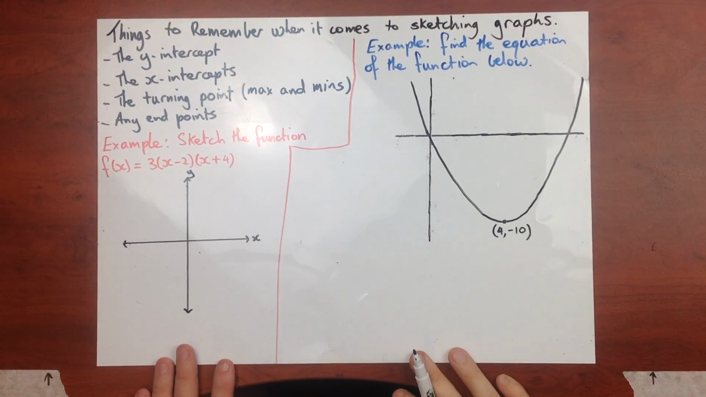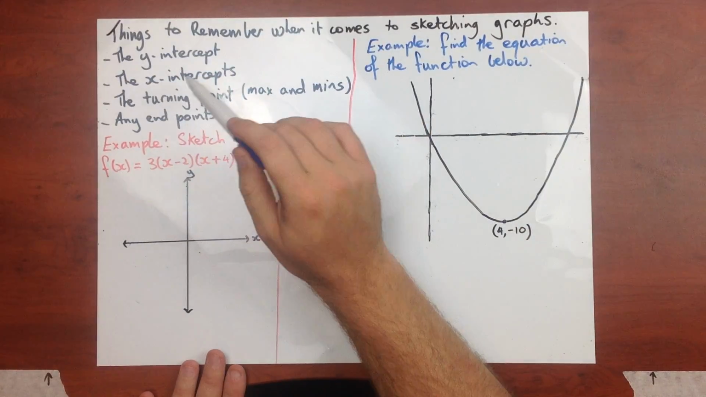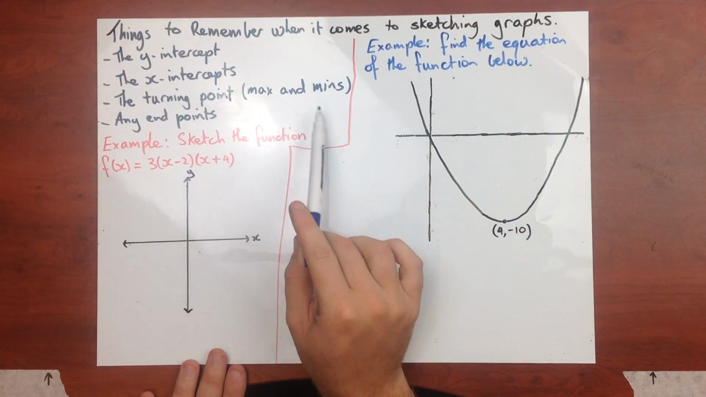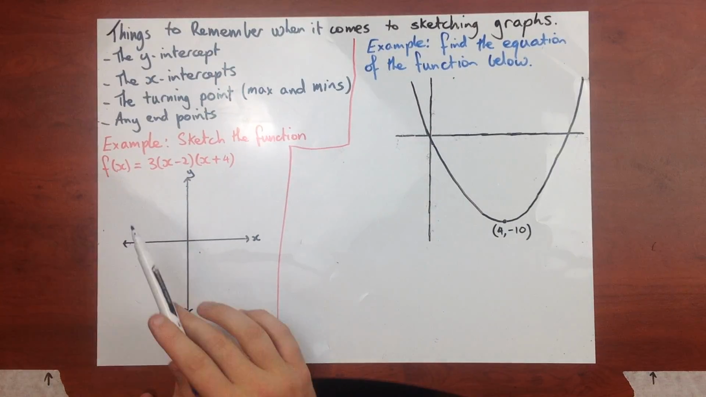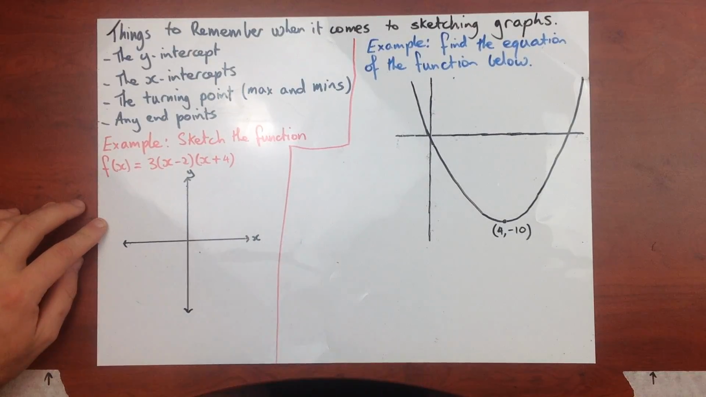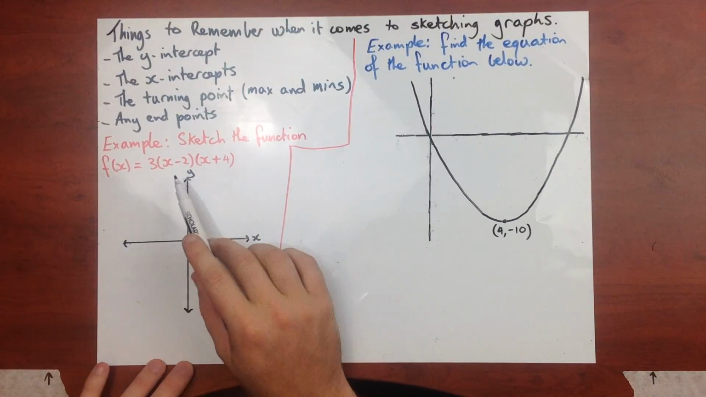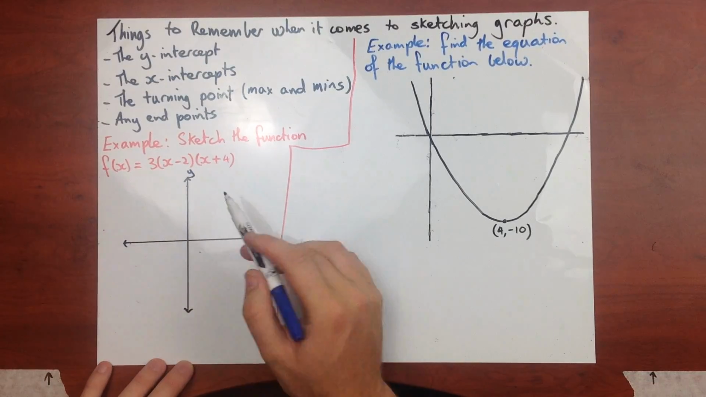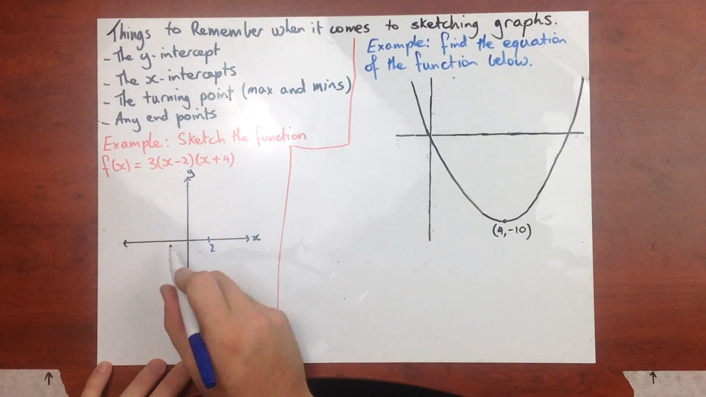Things to remember when it comes to sketching graphs: the y-intercept, the x-intercepts, the turning point, or maxes and mins when we talk higher functions, and any endpoints. For our first one, we want to sketch the function f(x) equals 3(x - 2)(x + 4). We need to realise that these are going to be our intercepts. All we're going to do is switch our signs here, so we're going to go through the point 2 and the point -4.